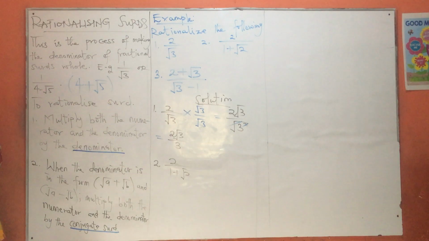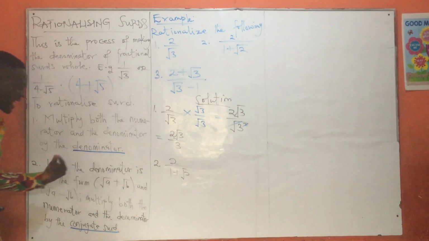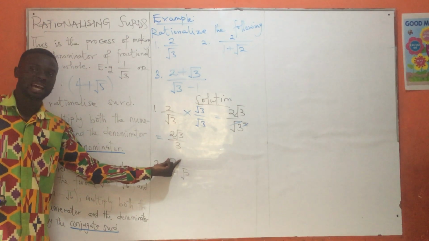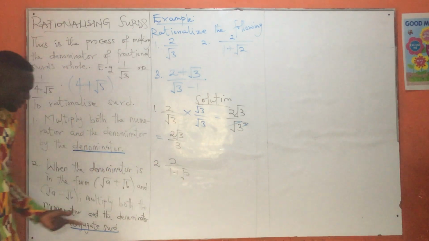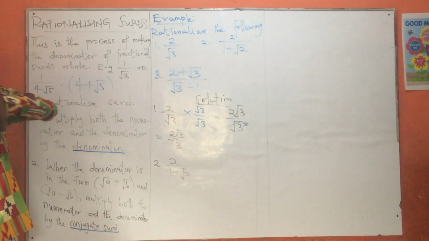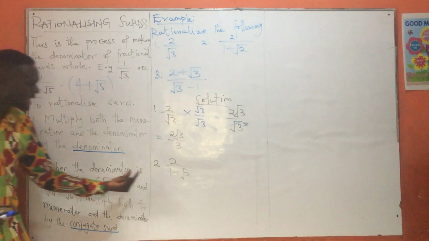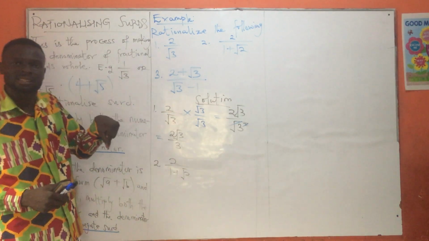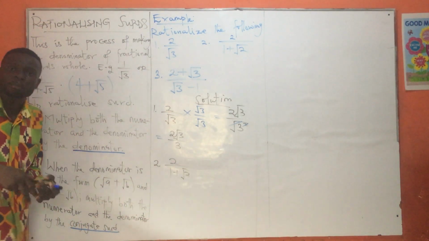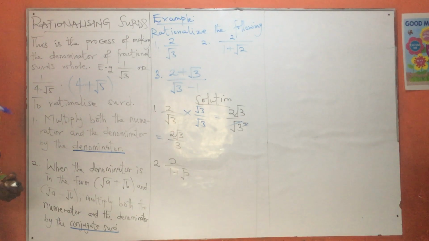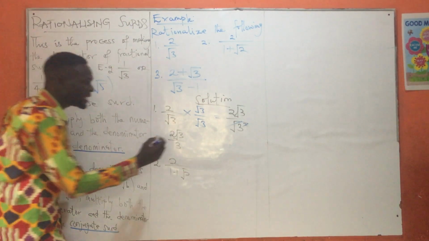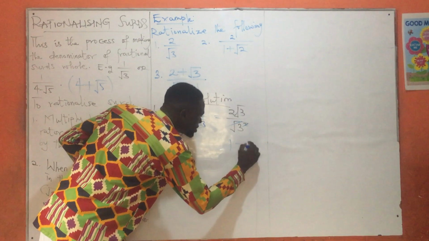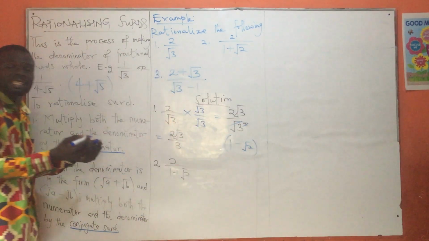So since you will not get a whole number, we will therefore multiply the numerator and the denominator by the conjugate surd of the denominator. Now the denominator is 1 plus surd 2. What is the conjugate surd? The conjugate surd is 1 minus surd 2. What changes is the sign.